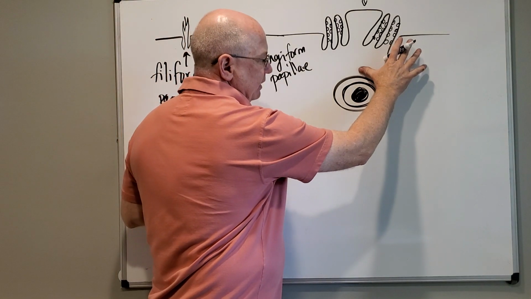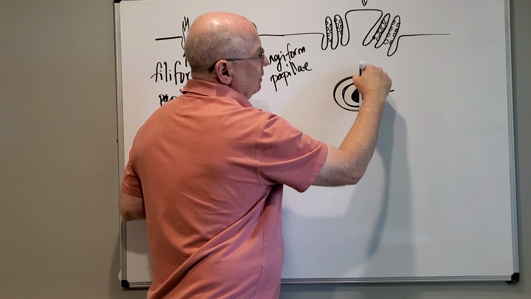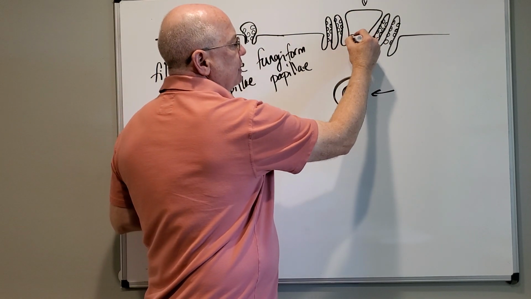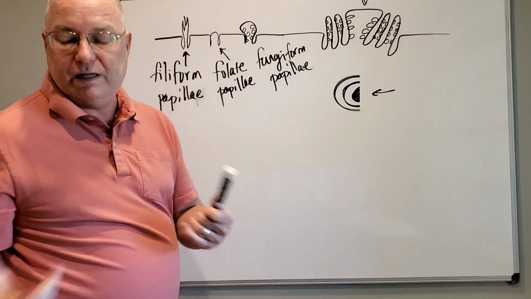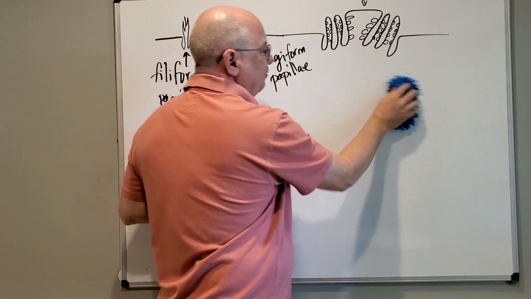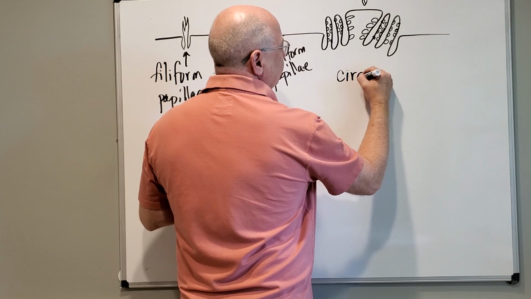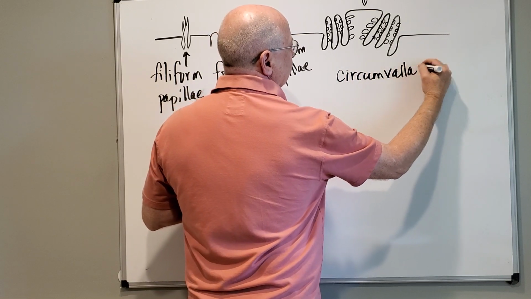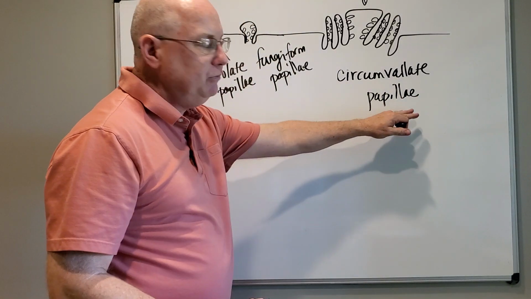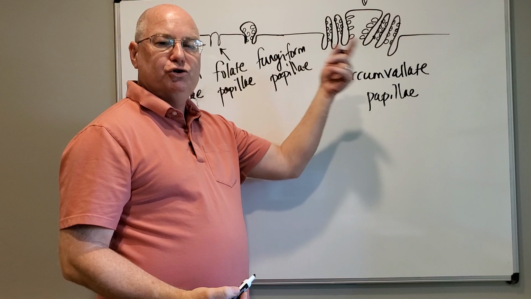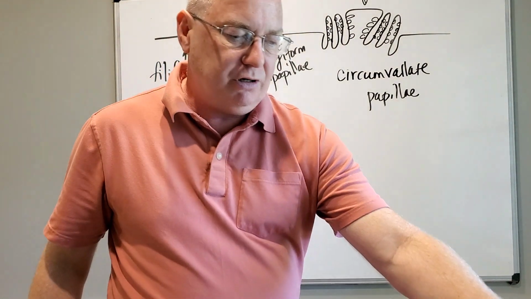What we've done is we've cut it in half this way, and we're looking at it from this angle. This is the button in the middle. These two walls are going around. Because they have so many layers, there's more surface area for more taste buds. So these type of papillae have the highest number of taste buds, and they are called circumvallate papillae. Papilla singular, papillae would be plural. Circumvallate means walls around.